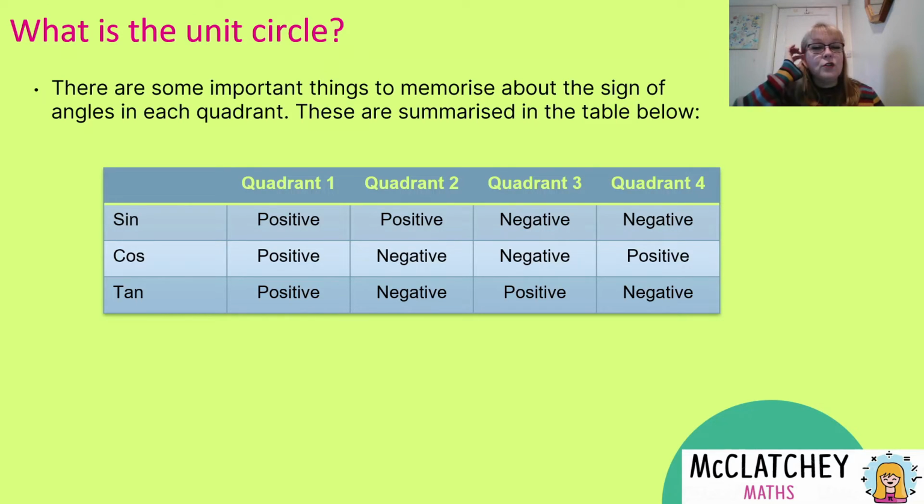In the second quadrant, only sine is positive. In the third quadrant, only tan is positive. And in the fourth quadrant, only cosine is positive. Now, you might think, how on earth, that looks confusing. How am I going to remember this?